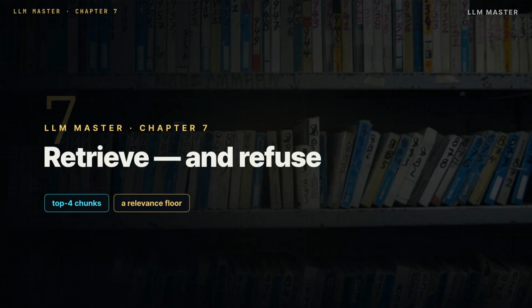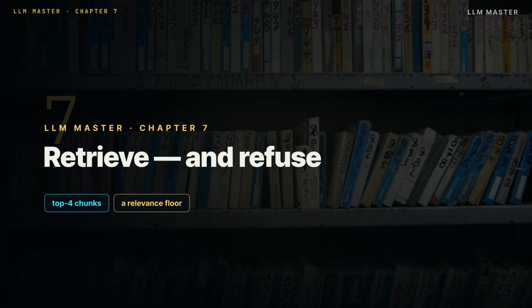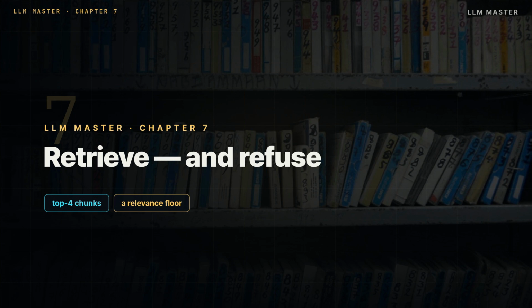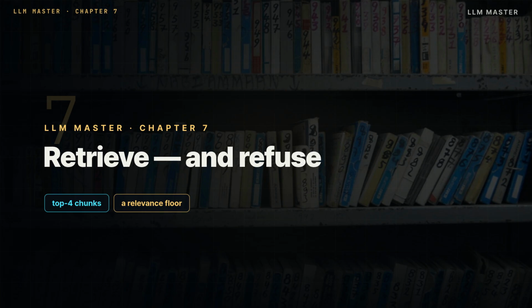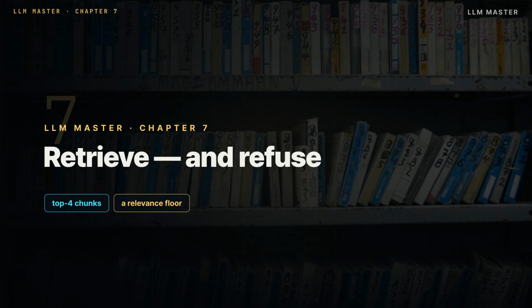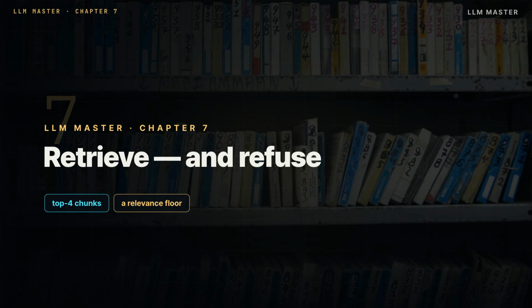Retrieval is the R in RAG. We embed the incoming question with the same model as the chunks, then find the top few chunks that sit closest to it in meaning space. But there's a second, crucial job here. If nothing is actually close enough, the bot must refuse instead of answering from junk. So we enforce a minimum similarity floor, a line the best match has to clear. Clear it, and we ground the answer on real passages. Miss it, and the honest reply is, "I don't know."